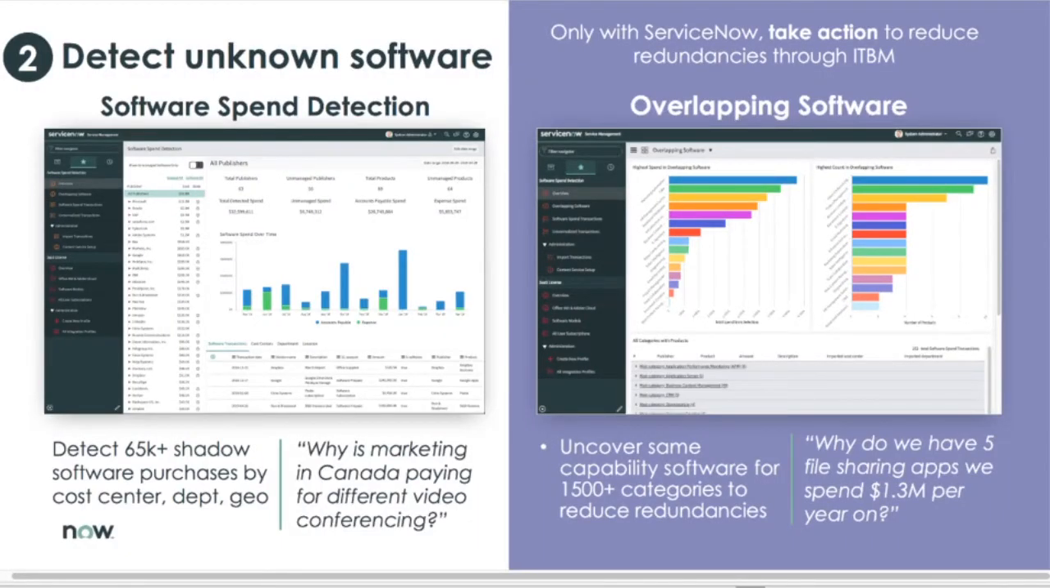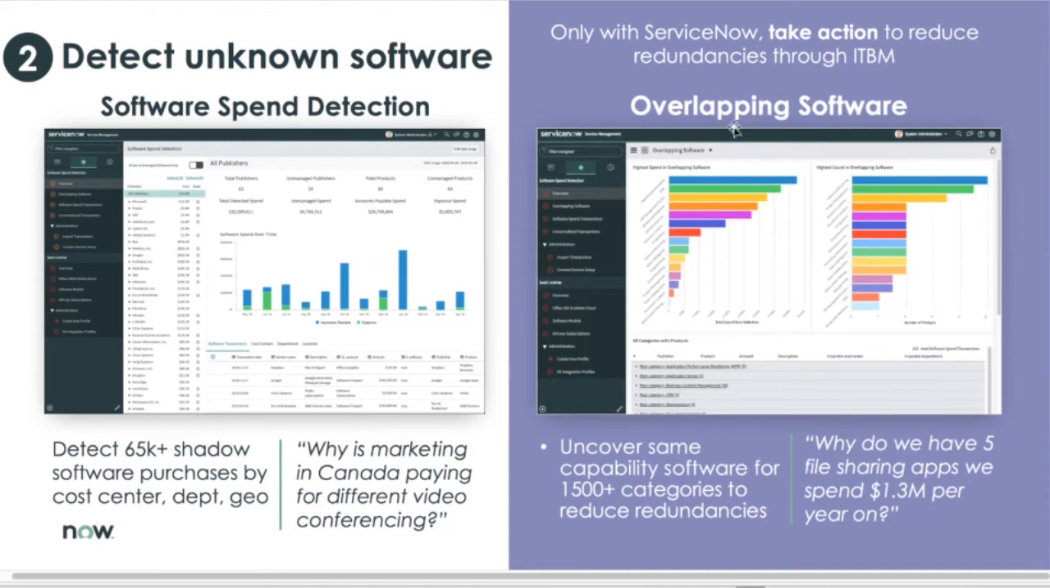Next is detecting the unknown software. So here within ServiceNow you can look at those thousands of different software manufacturers, and you can see those and start to understand the spend over time, what's been detected in the system, and what you are currently using. So that is key to help drive where you can reduce your overall software costs.